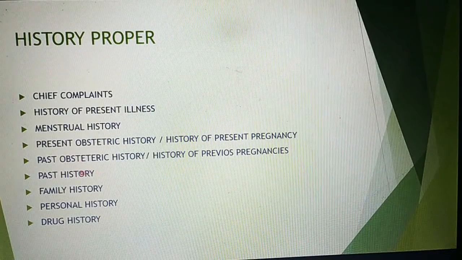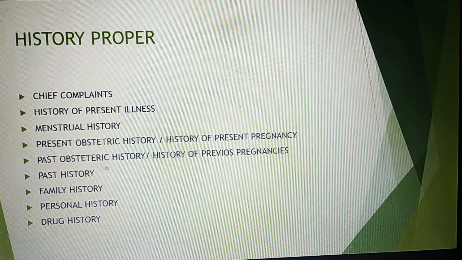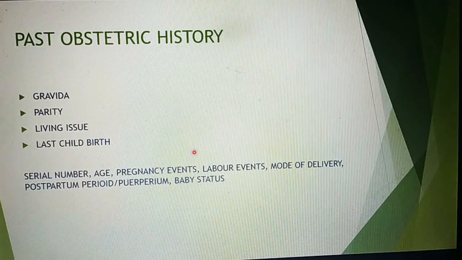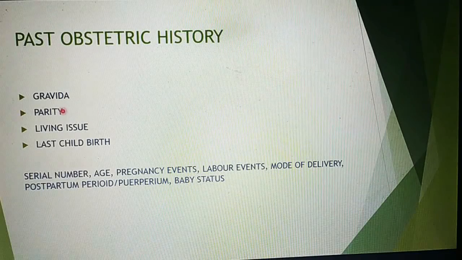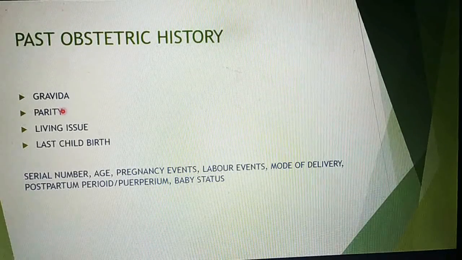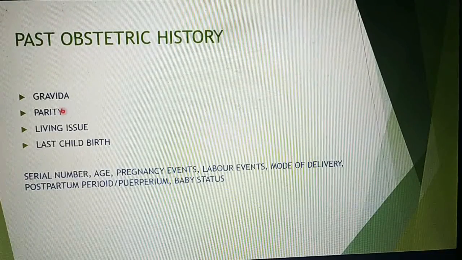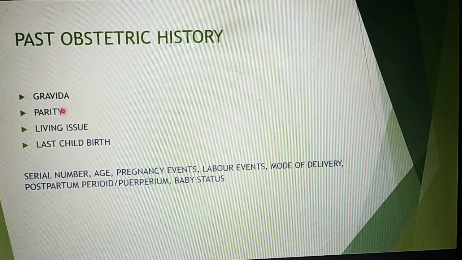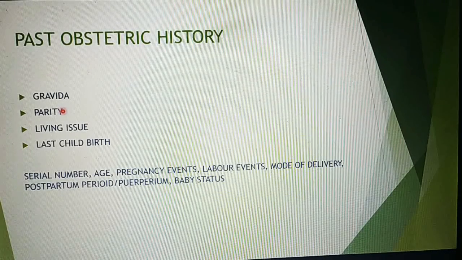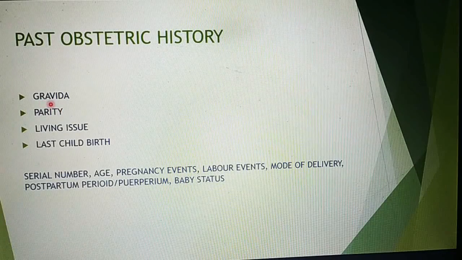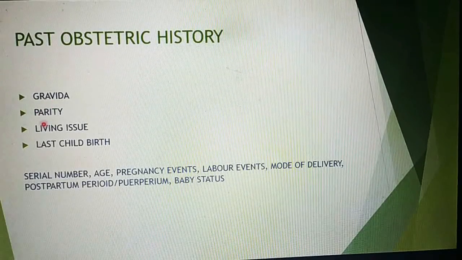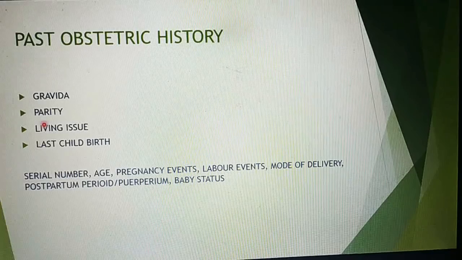After history of present pregnancy, you should write past obstetric history or history of previous pregnancy. Under previous pregnancy, first of all, you should record the gravida. Gravida means a pregnancy state, both present and past, irrespective of period of gestation. If this is the first pregnancy, you should write the patient is primigravida, or when the patient is multigravida, it is better to write second, third, fourth gravida. So gravida is a pregnancy state, both present and past, irrespective of period of gestation. And parity means only previous pregnancies reaching beyond the age of viability.